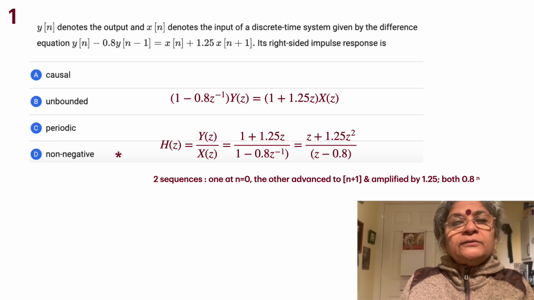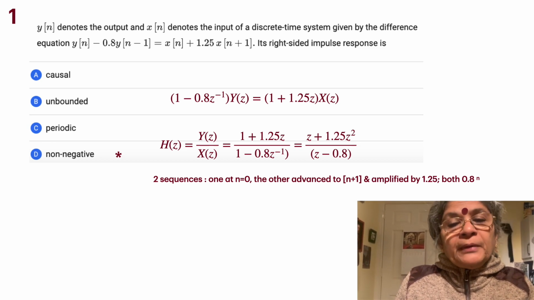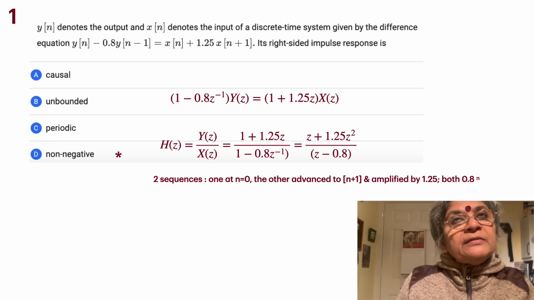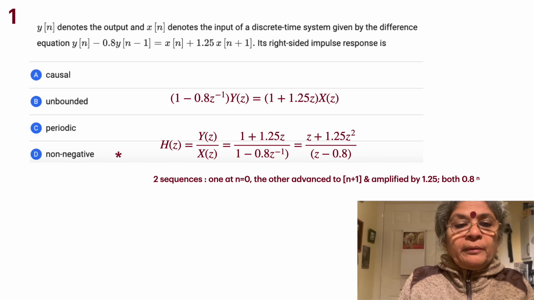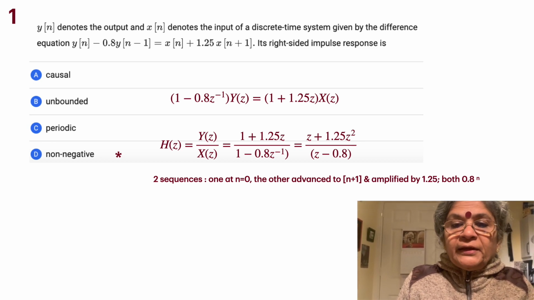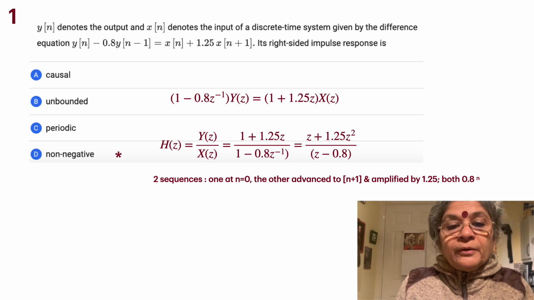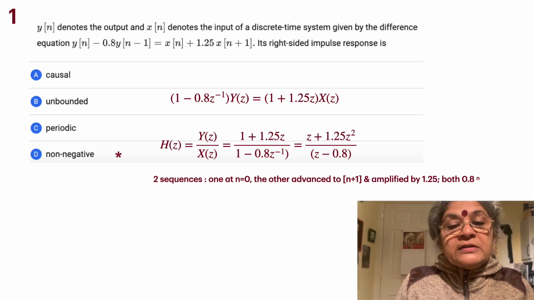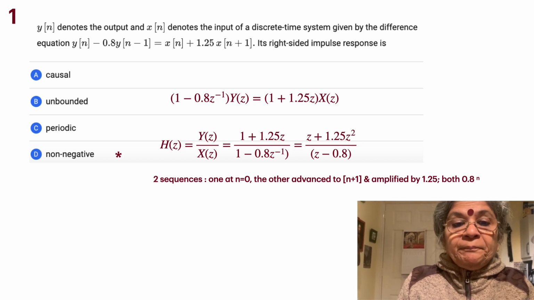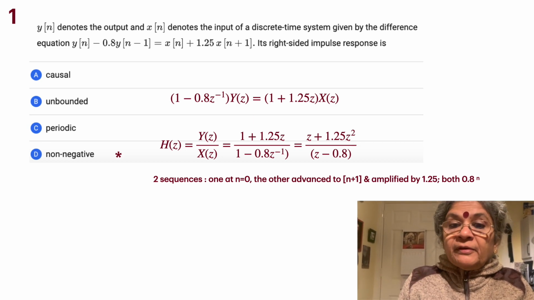You can see that there is a combination of two signals adding together, and it's a right-sided signal, which itself tells us that it's not going to be periodic. Is it non-negative? Yes, it's going to be non-negative. Why? Because the first sequence is going to be 0.8 raised to n, the other sequence is going to be amplified by 1.25, and then of course it's going to be delayed, so all the values are going to be larger than 0.8 raised to n.